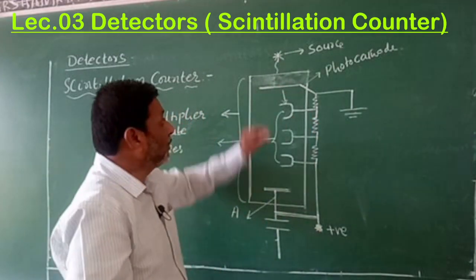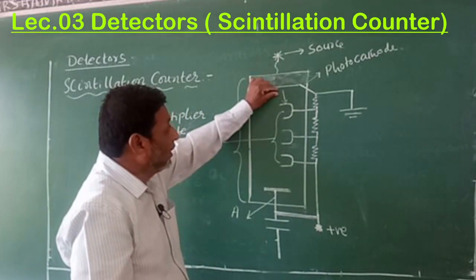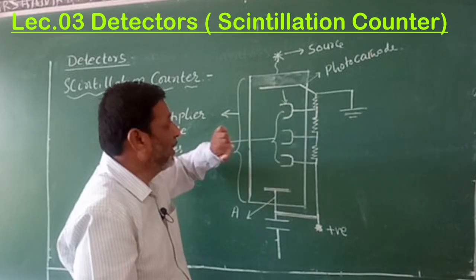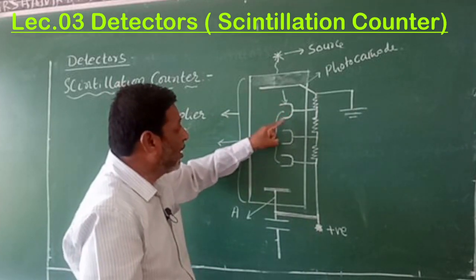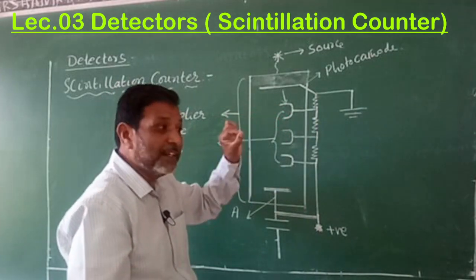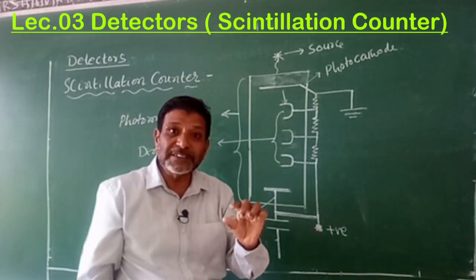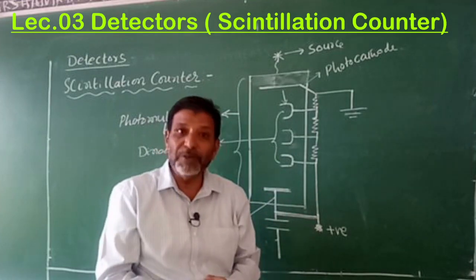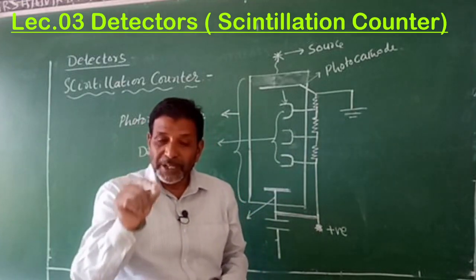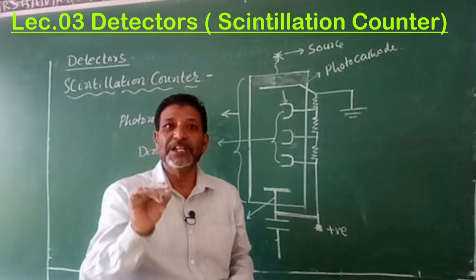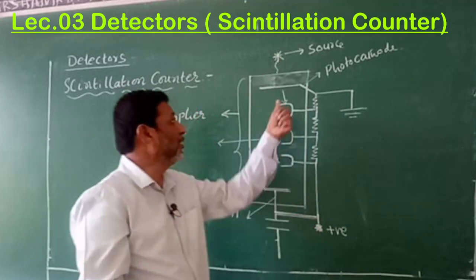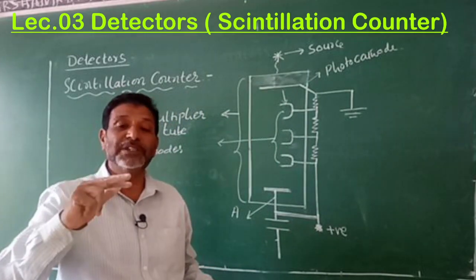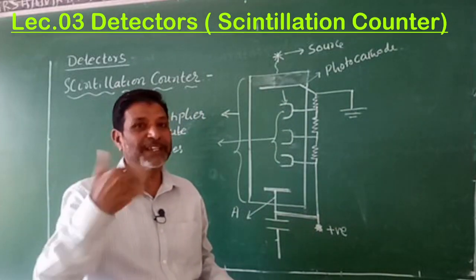Now, whatever electron is coming from here strikes this dynode. I already made it clear that the surfaces of the dynodes are made such that if one electron strikes on it, it releases more electrons. I gave the example, for our understanding, that if one electron strikes this surface, it releases 10 electrons. If 2 electrons are incident, then 20, like this.